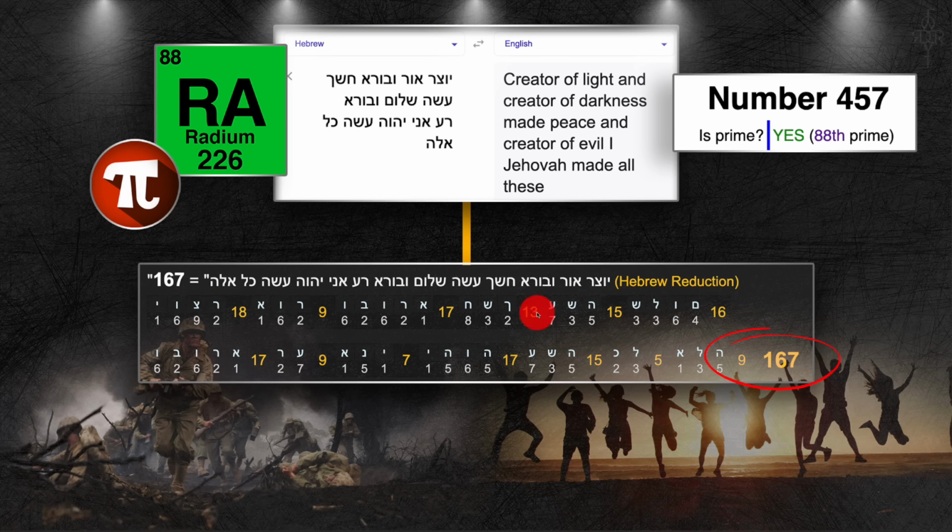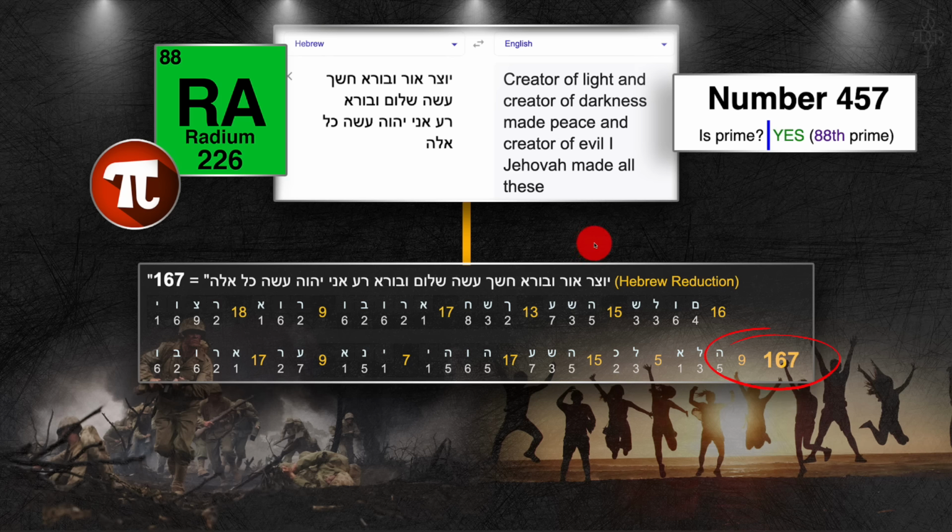Now, what happens if we go deeper with this Ra and tying it to the 167? Well, consider that the number 457 is the 88th prime number. And 88 is the protons for radium, which is Ra, which is radius, which is the circle. And remember what scripture this is? Isaiah 45 verse 7. How about that? So there you go. I make peace and evil. I make Shalom and Ra. Now Ra is the evil part of it, right?